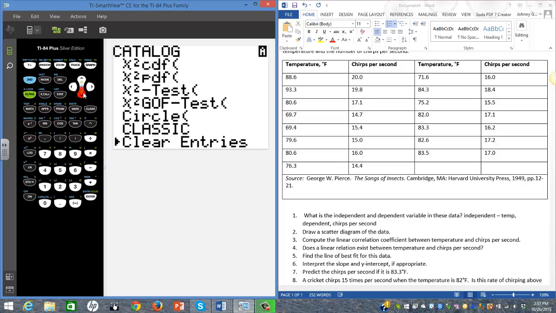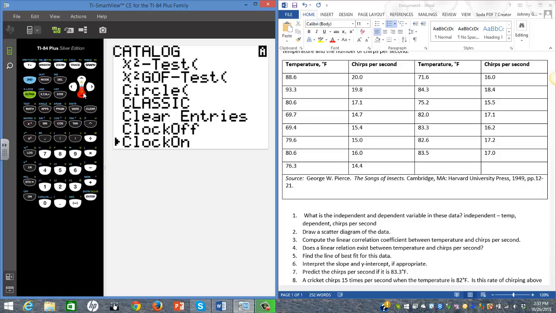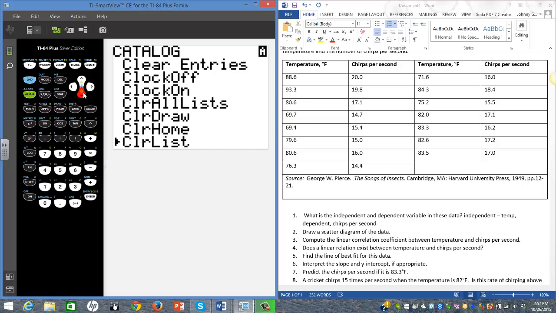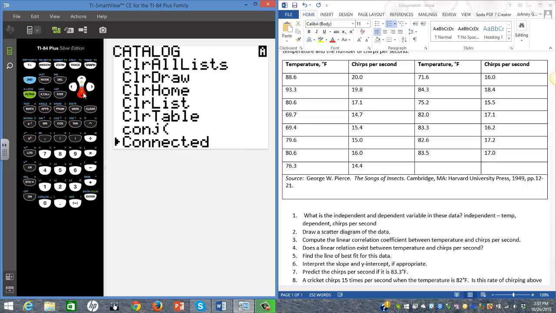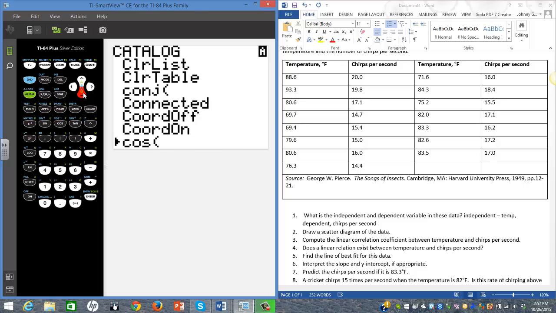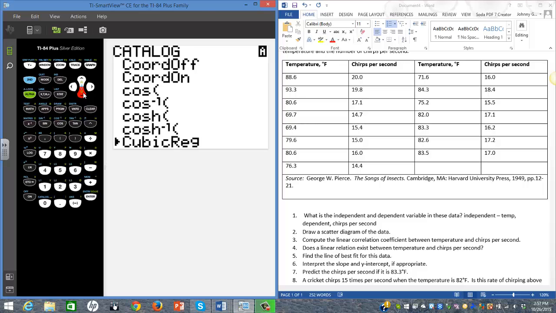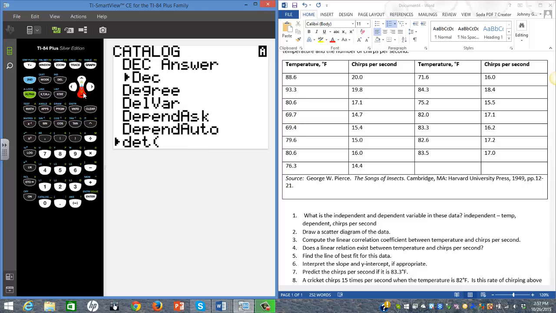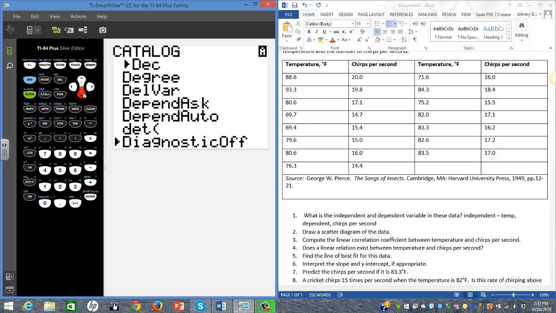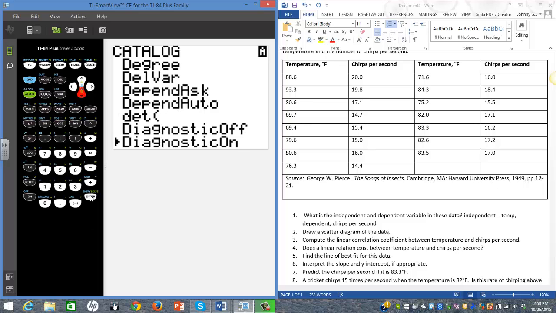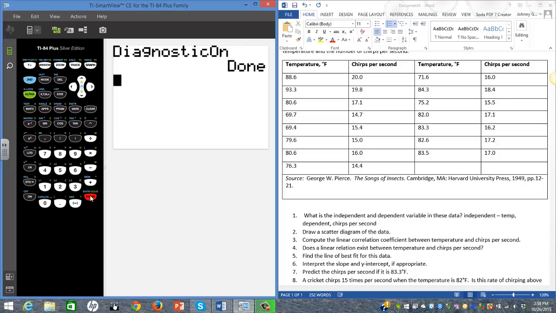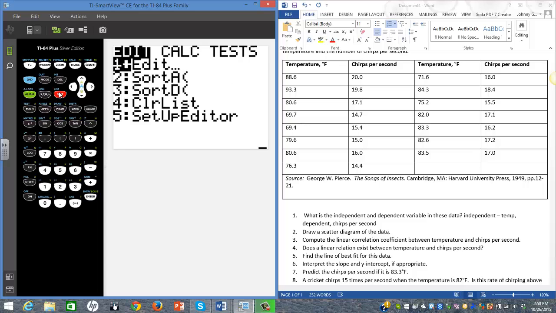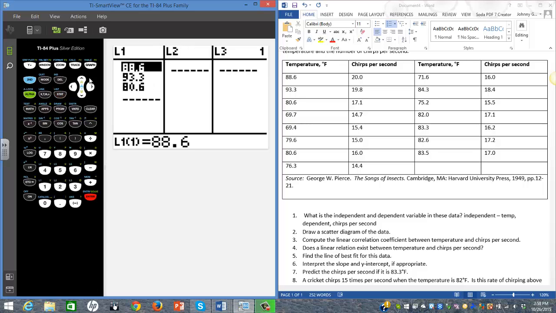Alright, so I'm going to get pretty close to it here. You're going to see two options, diagnostic off and diagnostic on. We want diagnostics on. There it is, diagnostics on. So I'm going to hit enter there and hit enter again, and it should say done to make sure that it's done.